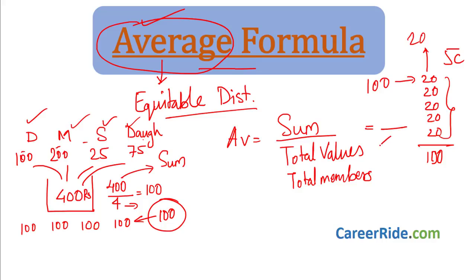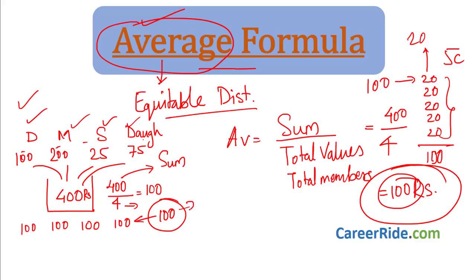So right now over here we have 4 total members. Total values are 4. And the sum means how much value does each of them have? Dad has 100, mother has 200, son has 25, daughter has 75. So the addition would be 400. So the average comes out to be 100. What is this 100? It means that on average, if we calculate the average amount of money with each person, it comes out to be 100 rupees. So this 100 is the average amount of money with each person in the family.